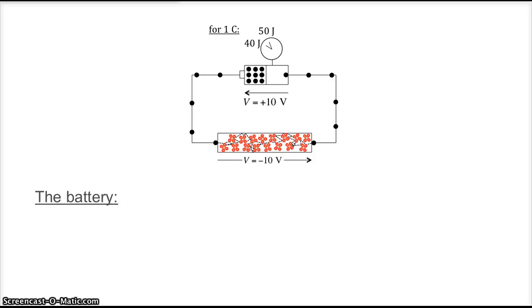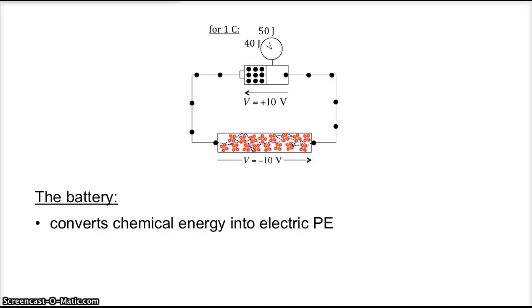The battery, what did it do? Charges came in and they didn't have energy, but the battery used up its juice, its fluid, and it crammed charges together, giving them electric potential energy. So the battery converts its chemical energy of its fluid into electric potential energy, cramming the charges together. It supplies potential difference, and we can see that because V is positive.